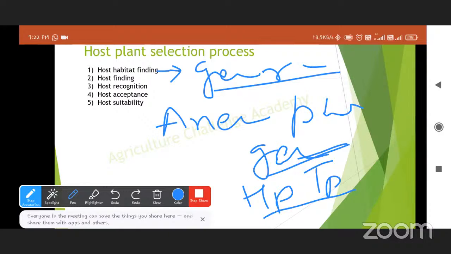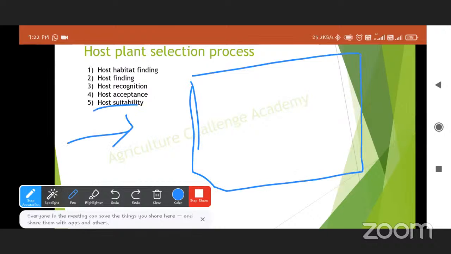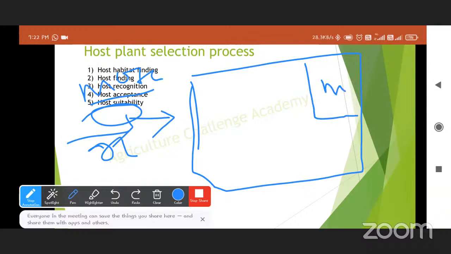Just consider that there is a big field. An insect flows into the wind, and the wind takes the insect to this whole field. Just consider this is a moth, any moth you can consider. Take the example of Spodoptera frugiperda only. You can see in this area it is maize. Here it is some other crop, here some other crop, here some other crop.